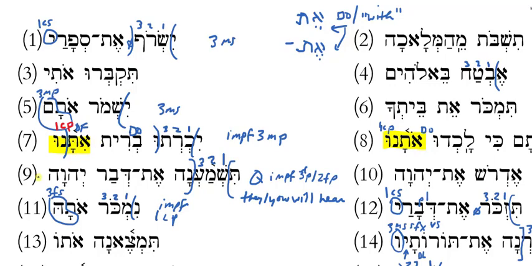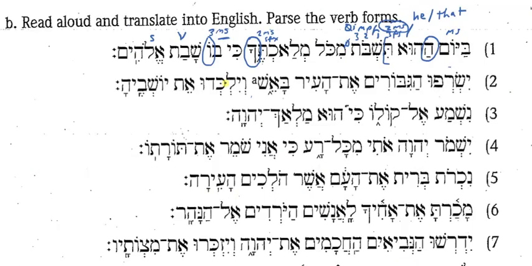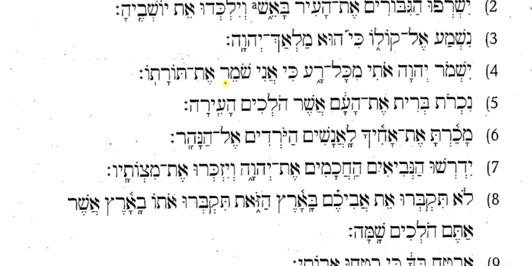Okay, let's look at the Ross homework now. Let me pull that up. Let's go through number 6 here. Why don't you repeat after me? We'll read this. Macharta et achicha la'anashim hayoredim el hanahar.